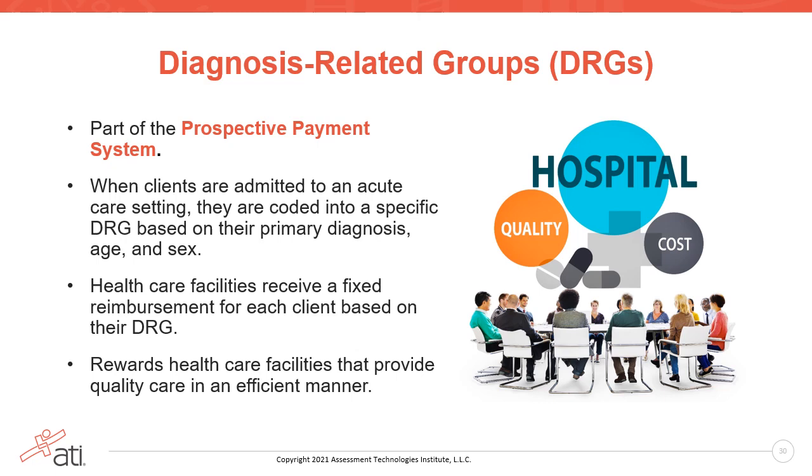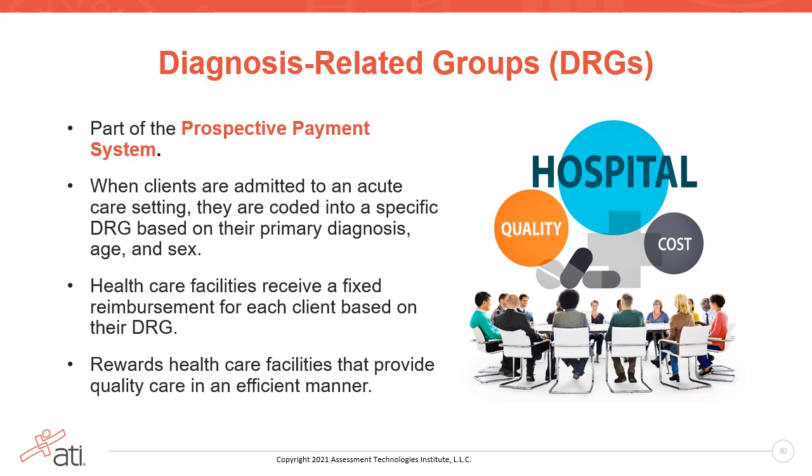The diagnosis related groups, or DRGs, were something that came about in the 80s. It says it was created by Medicare in 1983. This was an attempt to contain rising healthcare costs. A DRG, or diagnostic related group, is a set amount of money that the hospital or facility will receive as reimbursement for a certain diagnosis. So it's a diagnostic related group of payment.